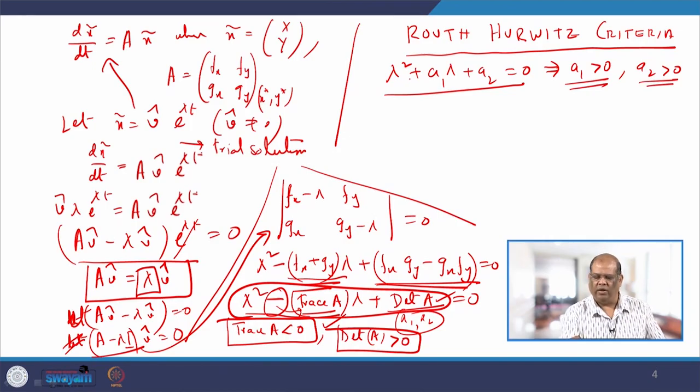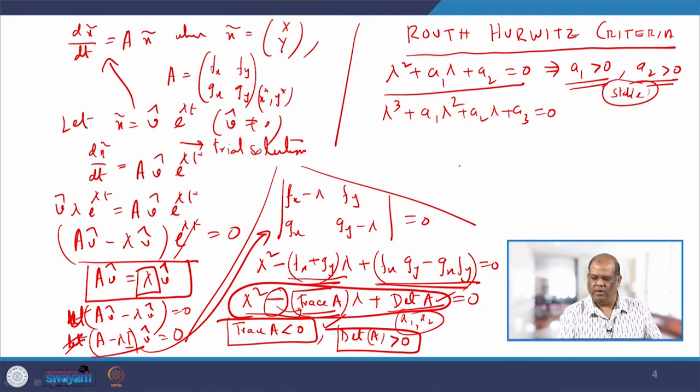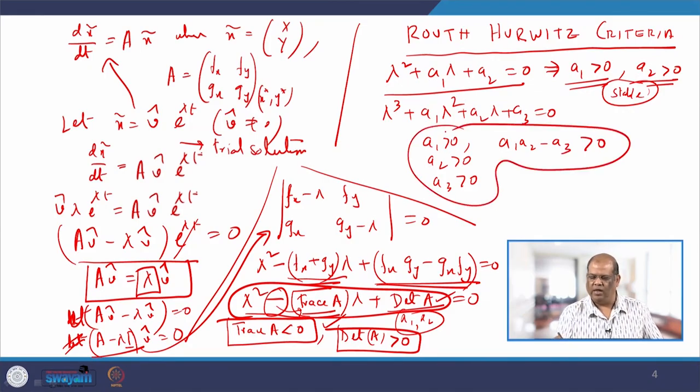So, either you write this equation as a negative one or you write it in the positive one, then this is easy to remember. If the system has 3 equations, then you get a cubic characteristic equation: lambda cube plus A1 lambda square plus A2 lambda plus A3 equal to 0. In this case, the Routh-Hurwitz criteria that the system will be stable is A1 positive, A2 positive, A3 positive, and with that, A1 A2 minus A3 must be positive. So, if all these four conditions are satisfied, we say the system is stable.